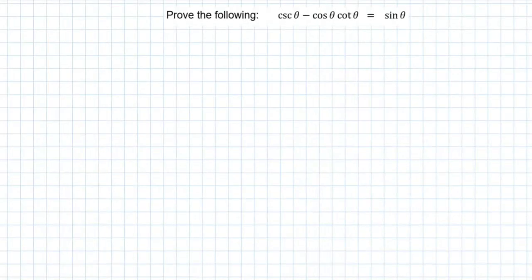For this question, we need to prove the left side to the right side. My recommendation is to always work in terms of cosine and sine. It just makes it easier to manipulate the equation, and you'll see why moving forward.